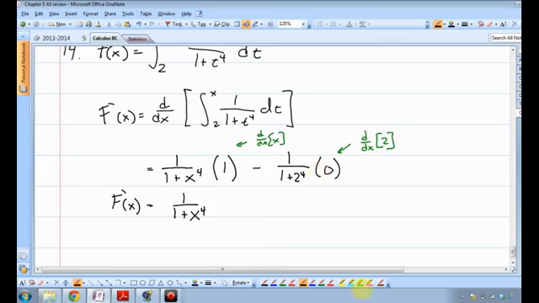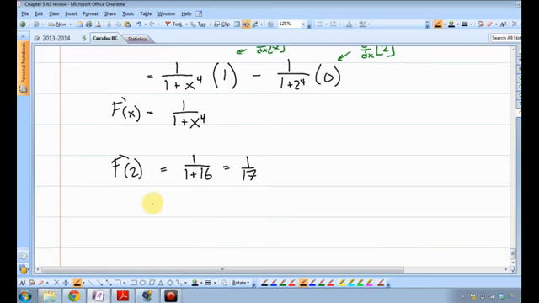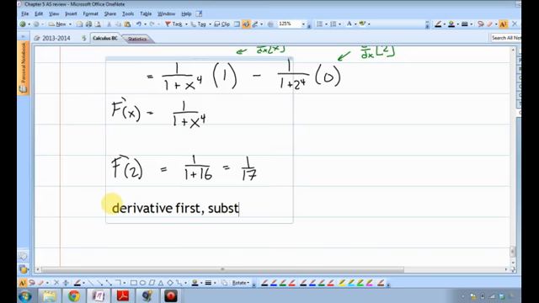Okay, so let's continue here. We want f prime of 2 then. That's going to be 1 over 1 plus 16, which is 1/17. That's our answer. So remember to take the derivative first. Substitute later.